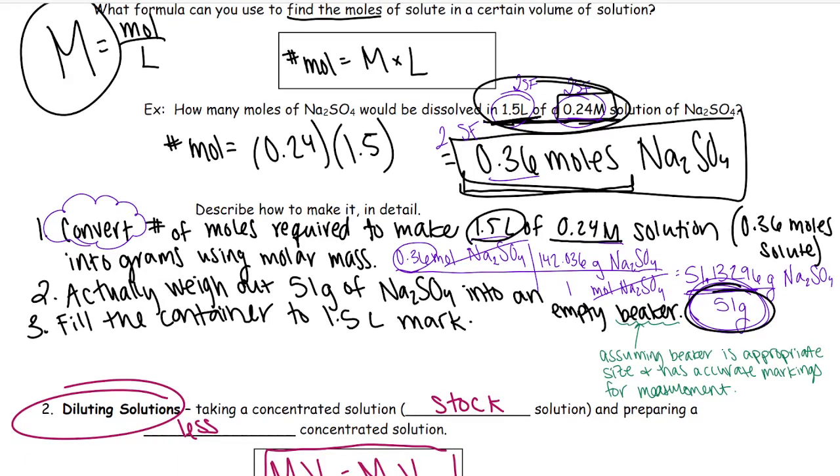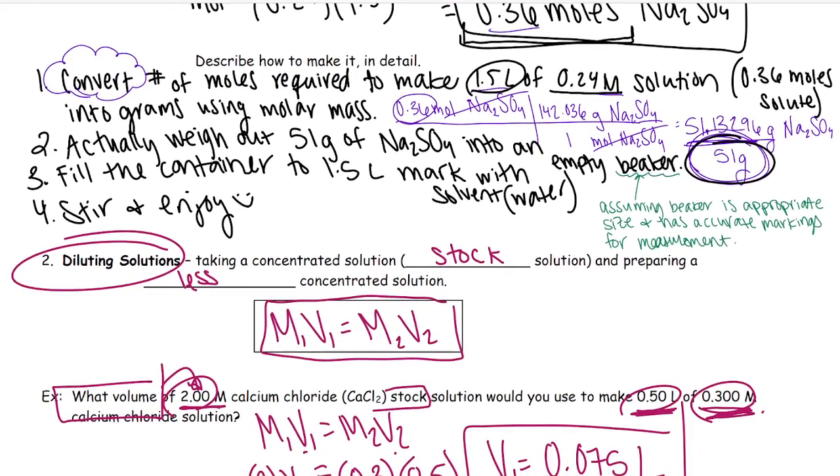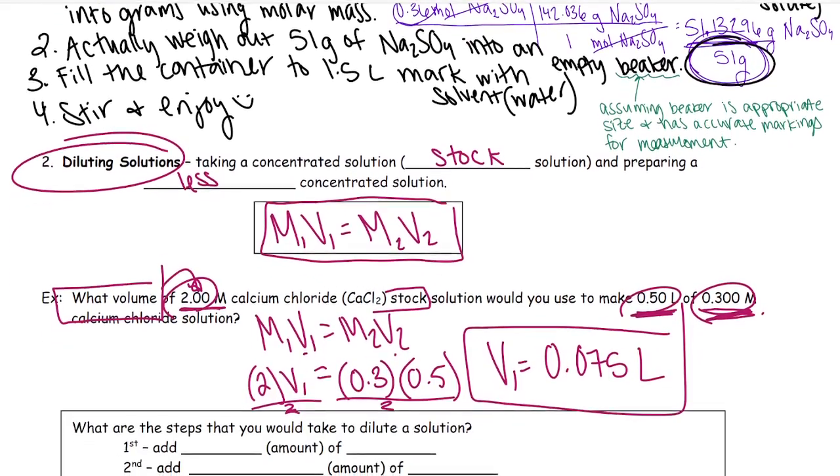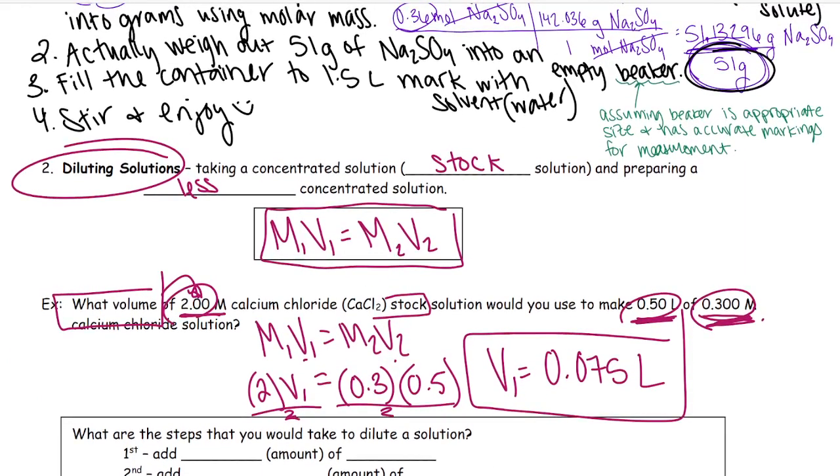And then that's it. And then I guess step number 4, fill it with what though? Fill the container to the 1.5 liter mark with water, yeah, with your solvent. Probably water. And then step 4, stir it. And then we did do these 2 already, correct? Yes. Okay, so this is from our notes on Friday.